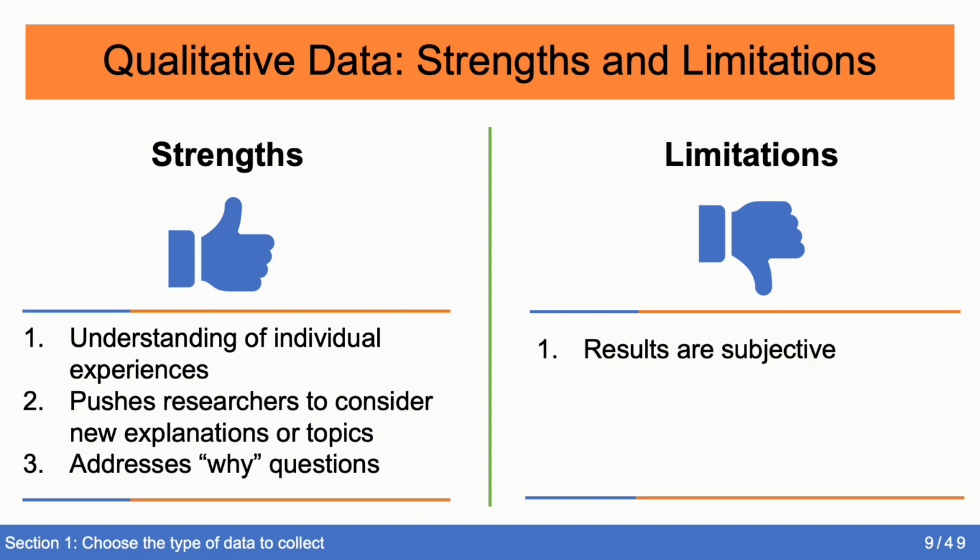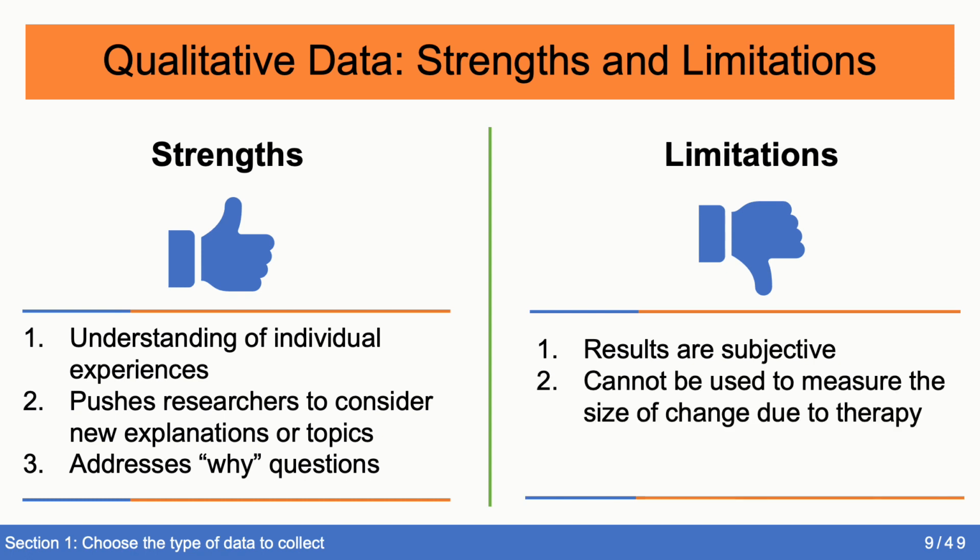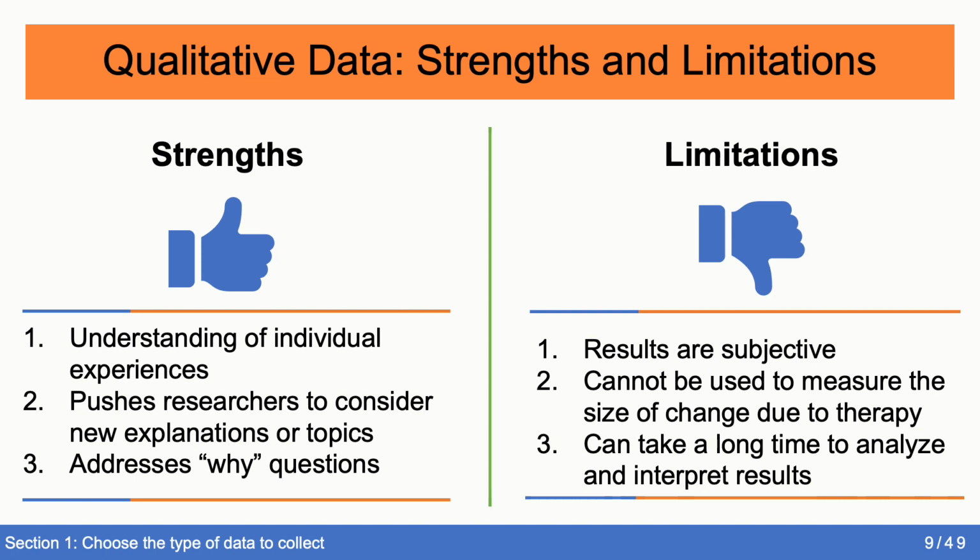But the biggest limit is that these methods are subjective, so the results are limited to the perspective of the participants. It can also not be used to say whether or not a therapy led to significant measurable change, because each person has a unique perspective about what significant change may look like for themselves or for their child. Researchers may be able to tell if people generally thought it was helpful, but can't measure the size of the change. Qualitative research can also take a long time to analyze.